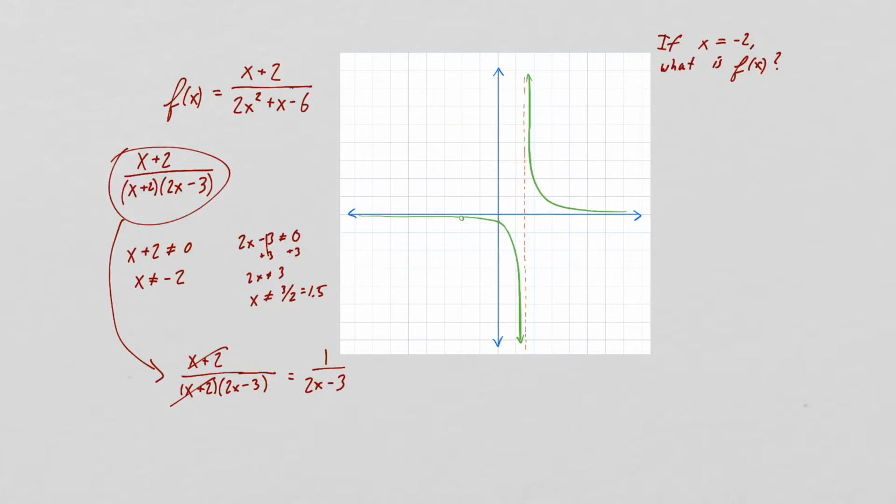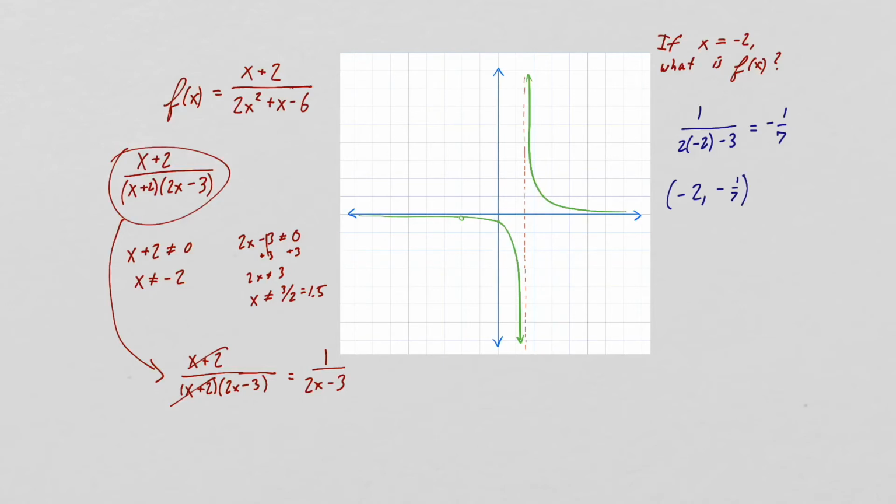But we have this function that we've already simplified, where we got rid of the thing that stops x from equaling negative 2. So let's just substitute it right in, because this function down here is the exact same thing as this function at every point except for negative 2. We get 1 over 2 times negative 2 minus 3, which is negative 1/7. So if x could equal negative 2, f of x would be negative 1/7. We would have this point, negative 2, comma, negative 1/7.